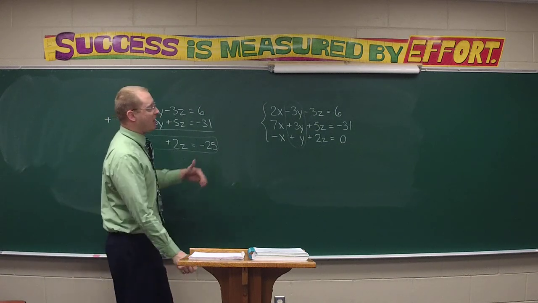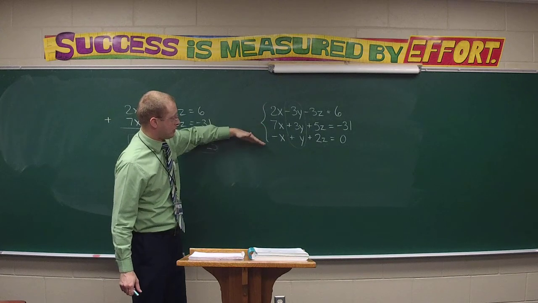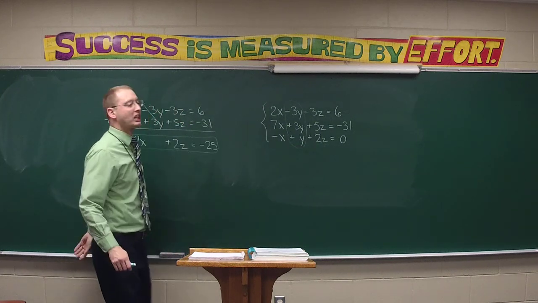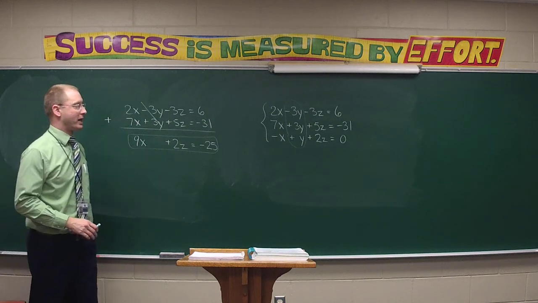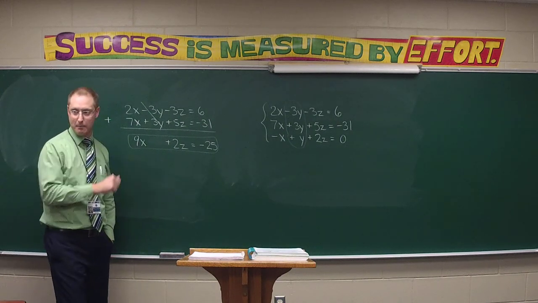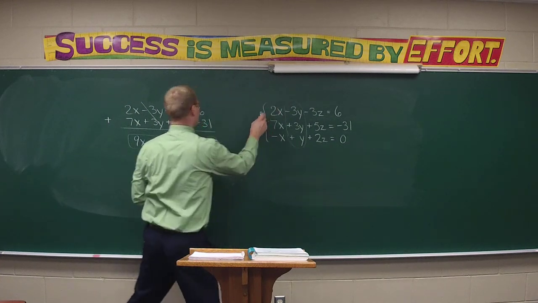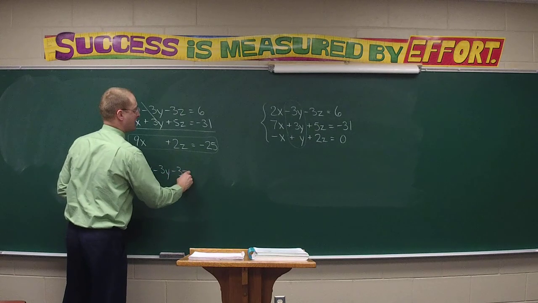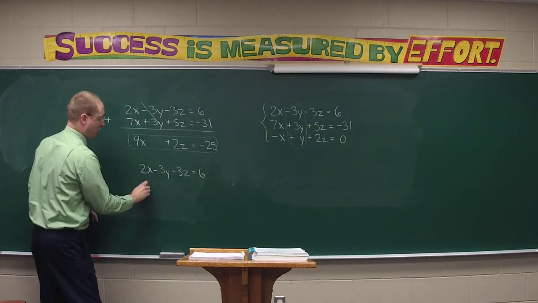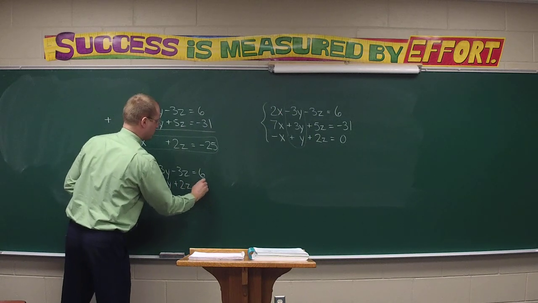We have to find another pair of equations, but it can't be the first 2. It's either got to be the first and the third, or the second and third. But we're going to knock out y again. Abby, which 2 equations do we want to use to try to knock out y a second time? The first and third. I like the first and third because at least the signs are different. So let's go ahead and pull our first equation, 2x minus 3y minus 3z equals 6, and our third equation, negative x plus y plus 2z equals 0.